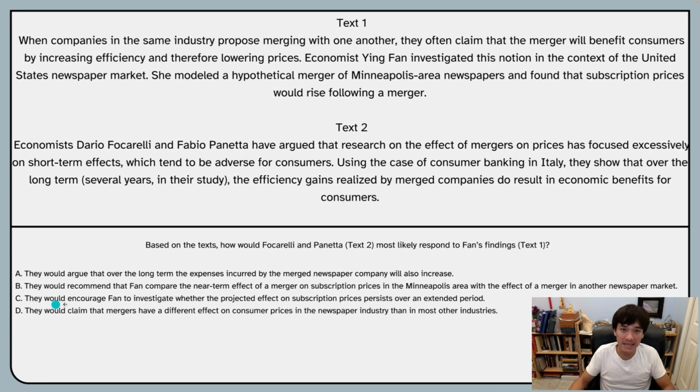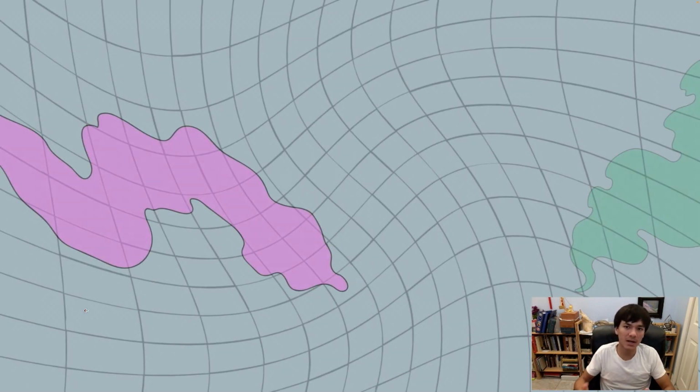That means C would be the correct answer here because it directly relates to Text 2 and it is definitely something that the authors of Text 2 have mentioned, and therefore they might argue this. Let's look at another example.